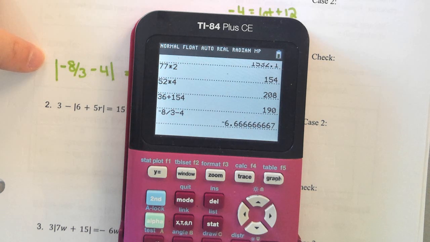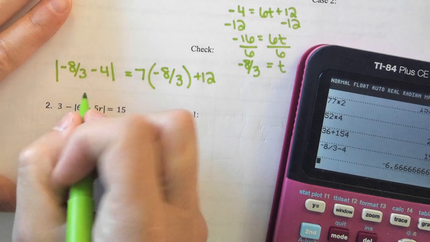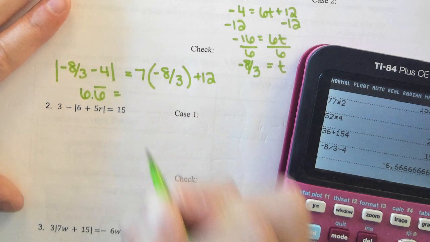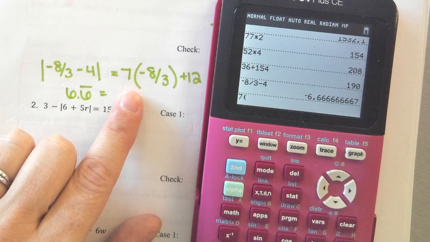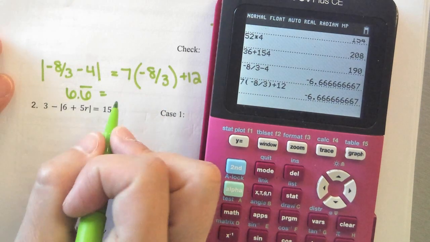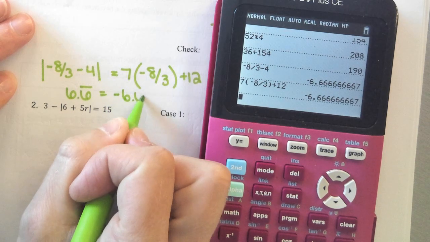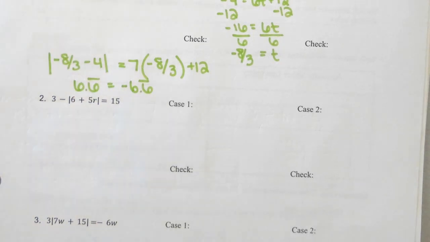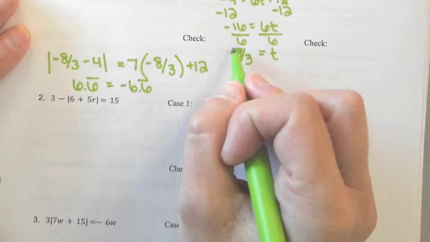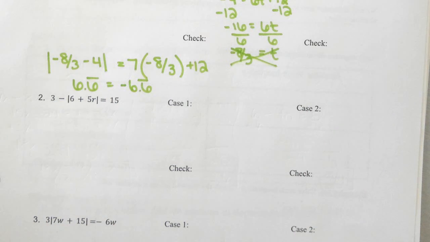So negative 8 divided by 3 minus 4 more. I have negative 6.6 repeating in my absolute value. What happens when I take the absolute value of it? It becomes positive 6.6 repeating. So on the left, that's what I've got. Let's figure out what's on the right. On the right, I have 7 times negative 8 divided by 3 plus 12. So on the right, I get negative 6.6 repeating. Do I have absolute values around it though? No. So it's going to stay negative, unlike the left side. Are these two things equal to each other? No. So this is not a solution. Bummer. We did all that work and it wasn't even a thing.